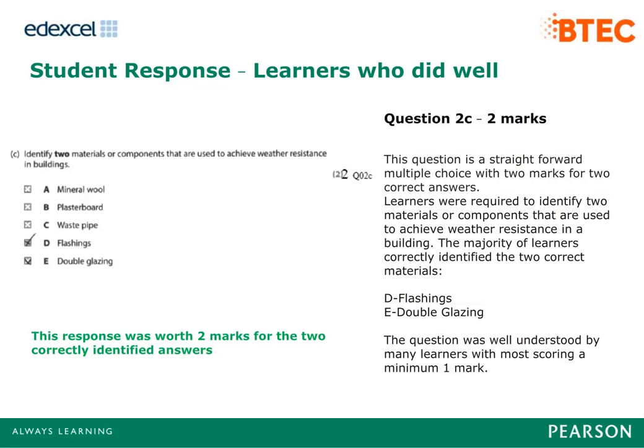Question 2C was a straightforward multiple-choice question. Learners were required to identify 2 materials or components that are used to achieve weather resistance in a building. The majority of learners correctly identified the 2 correct materials: D. Flashings. E. Double glazing.